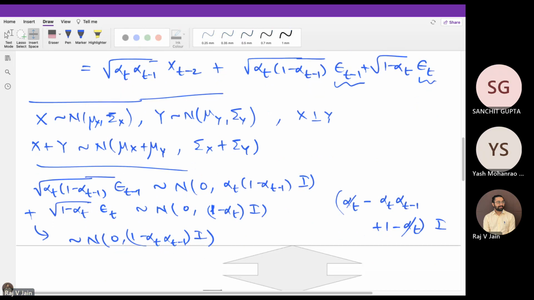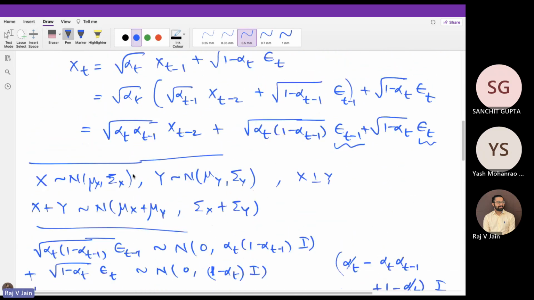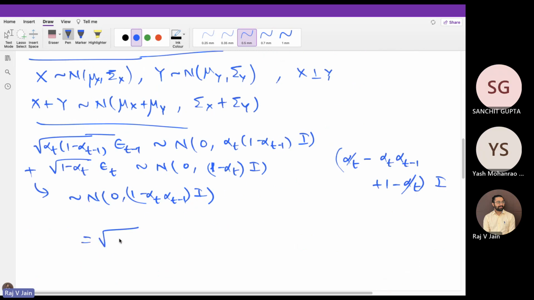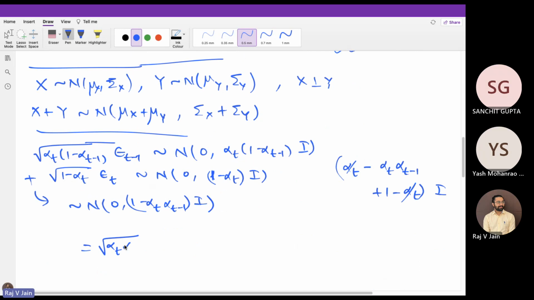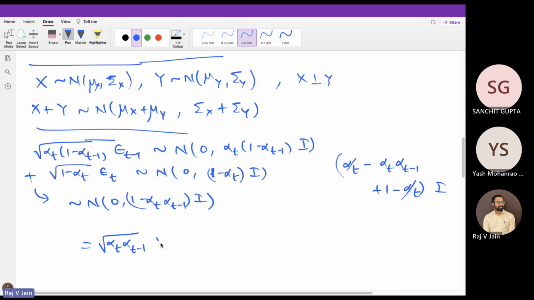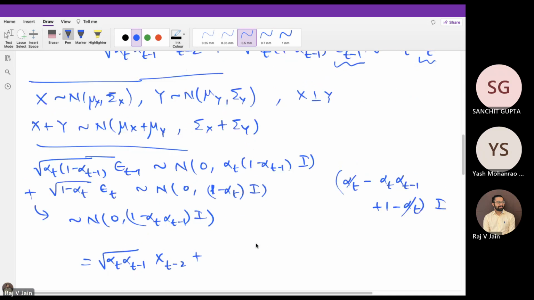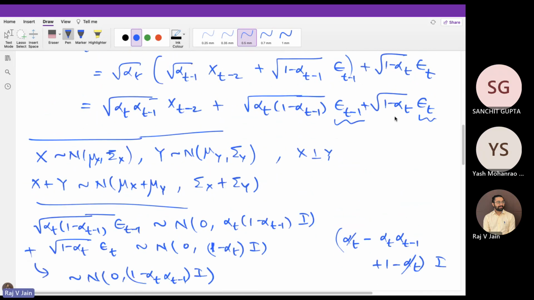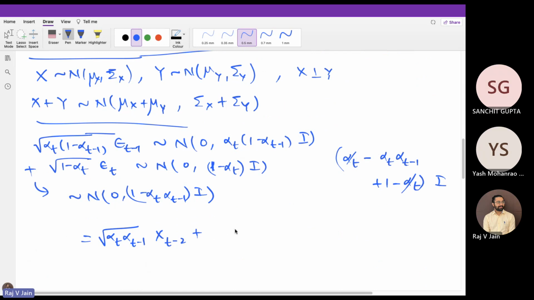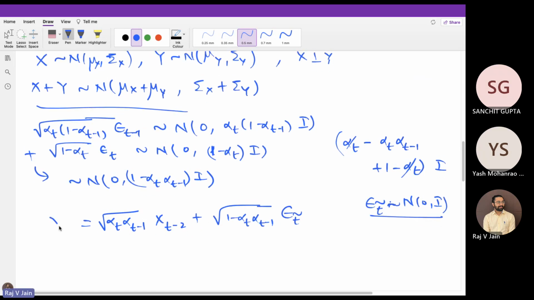Therefore, I can now write this xt as root alpha t minus 1 xt minus 2 plus, I can write this whole thing as root of 1 minus alpha t minus 1 into some epsilon, let's say t tilde or whatever. Again, this is a sample from a Gaussian distribution. Very simple. So this is xt.